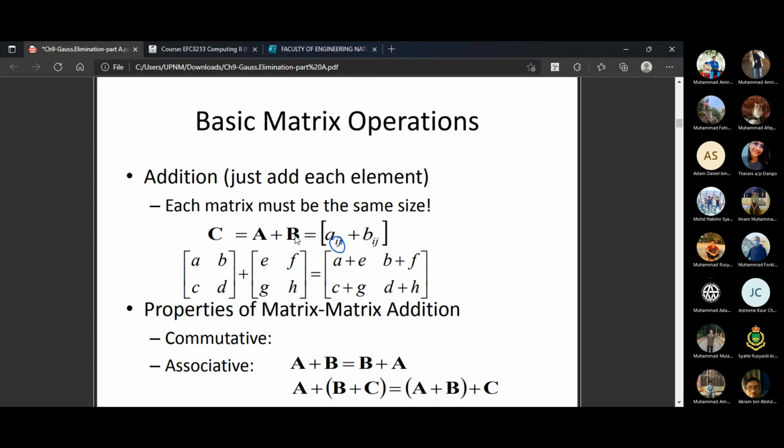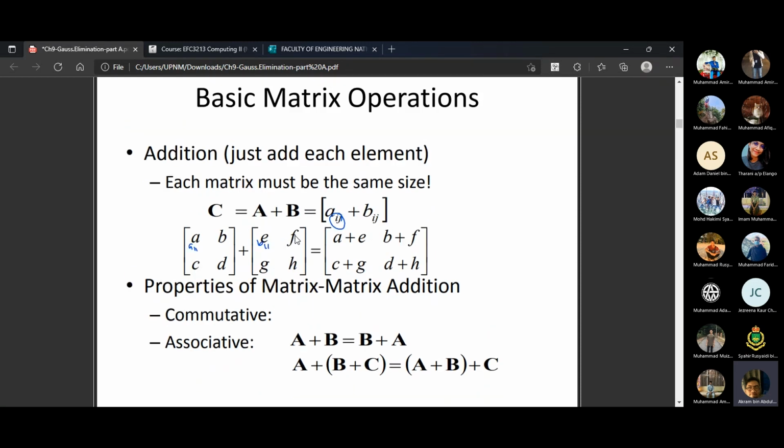The result of the addition is that the elements at each position of the matrix will be added up. So let's say this is A11, this is B11. A11 will be added with B11. So A plus E at the first row second column will be B plus F. At the second row first column it will be C plus G and so on.